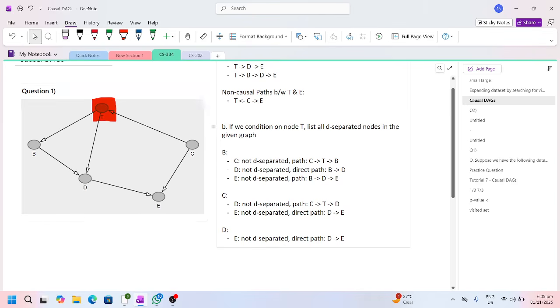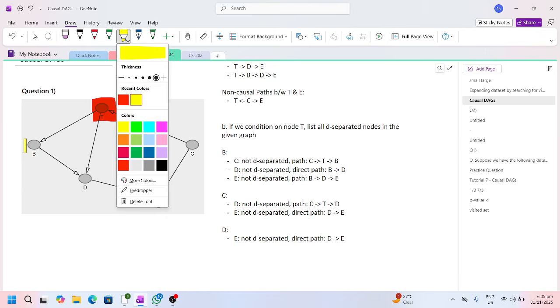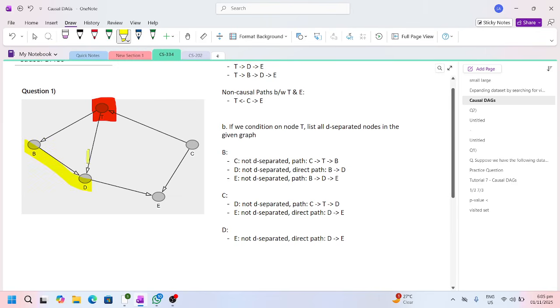I will check B against C. They are still not d-separated because very clearly this path still remains open. Then I can check B against. Oh, extremely my bad. I was checking B against D. B and D will not be d-separated. And I have to check B against C as well.